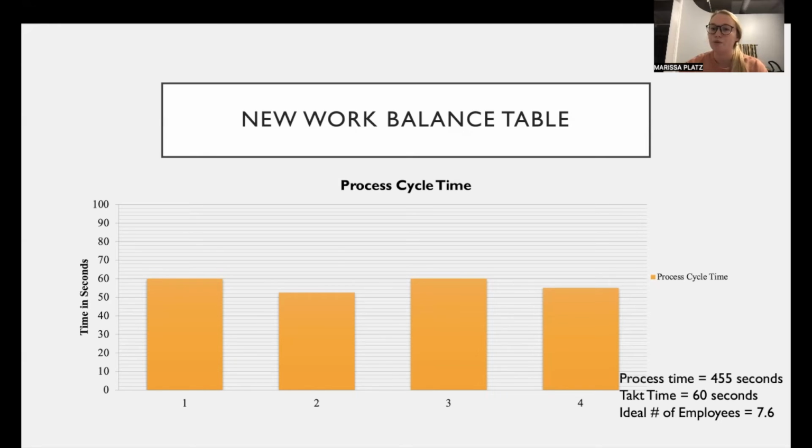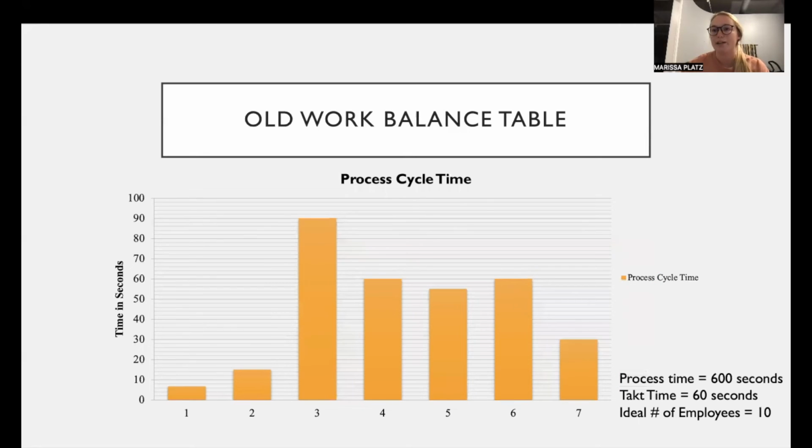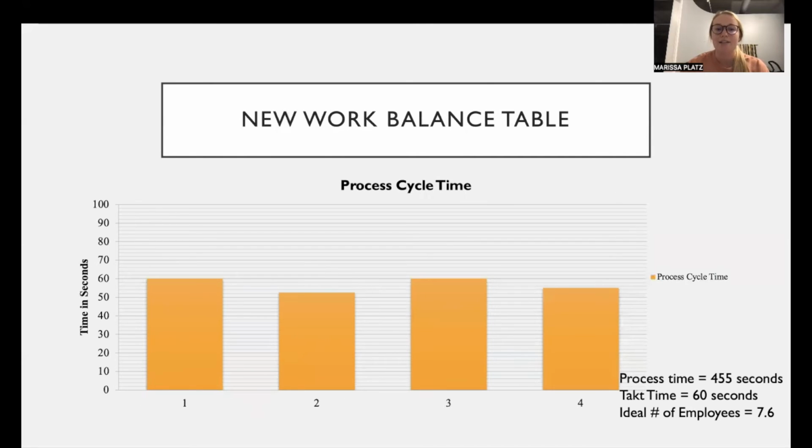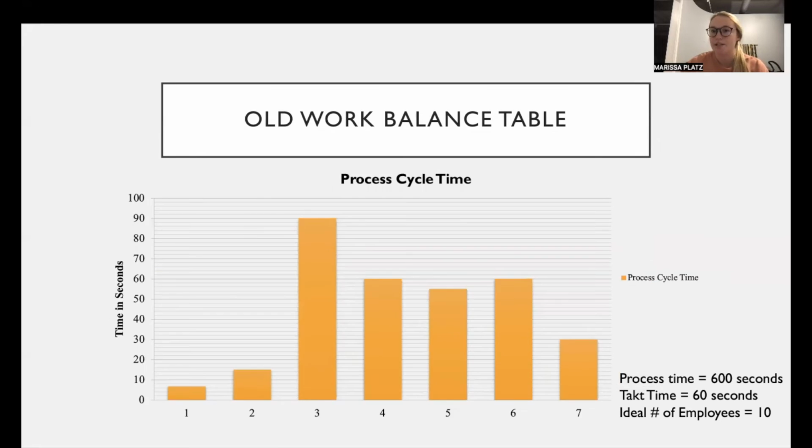But when we look at the old work balance table, you can see that we had that high 90-second process cycle time for task 3, whereas now that task is doubled up, and our 2 and 3 are a lot more closely related with 2 employees assigned to each.